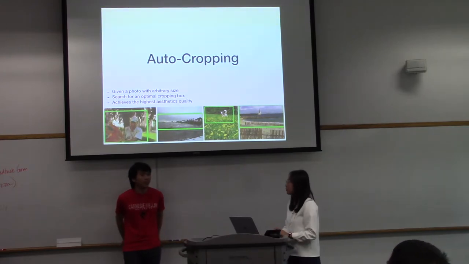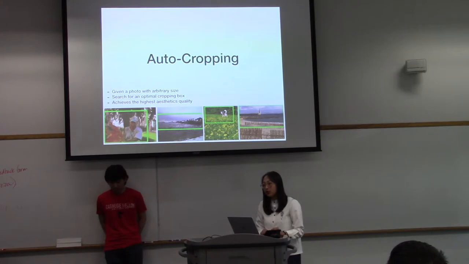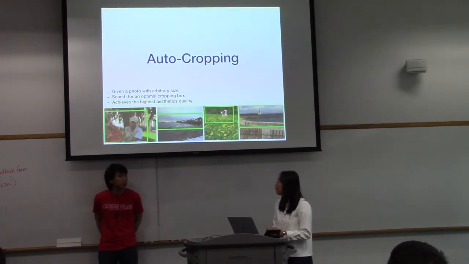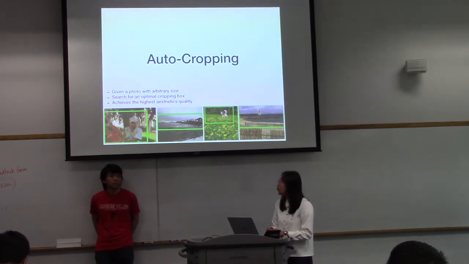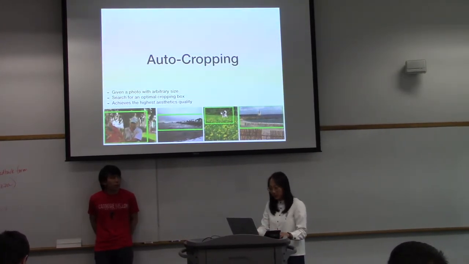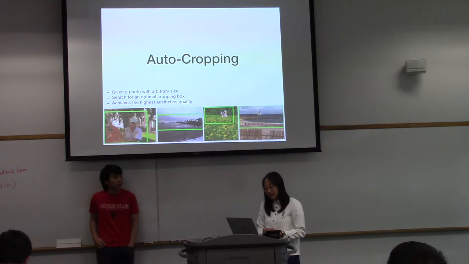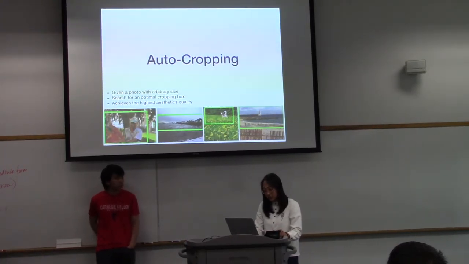Now let's look at the auto cropping part. As mentioned by Wuming, our ultimate goal is to get a photo with a good composition. And as for the auto framing, we get a good initial. And then the auto cropping comes into play as a post-processing procedure to further improve the aesthetics quality of the photo. So the problem of auto cropping can be defined as: given a photo with arbitrary size, we want to search for an optimal cropping box that achieves the highest aesthetics quality.